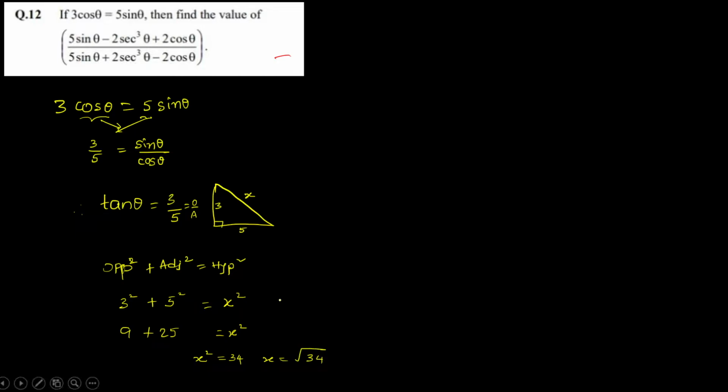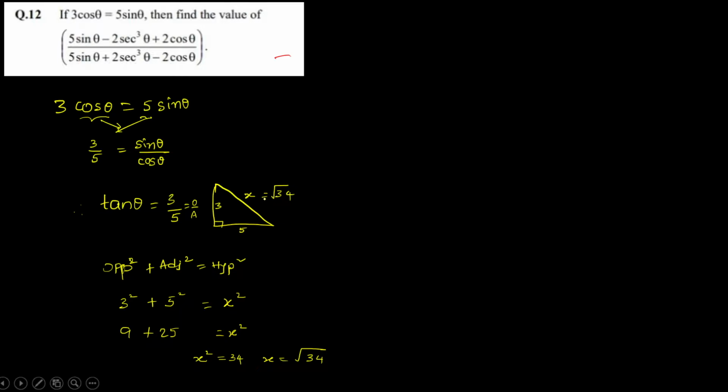which is opposite square plus adjacent square is equal to hypotenuse square. That means 3 square plus 5 square is equal to x square. So 9 plus 25 is equal to x square. That means x square is equal to 34. So x is equal to root of 34. So the hypotenuse is root 34.